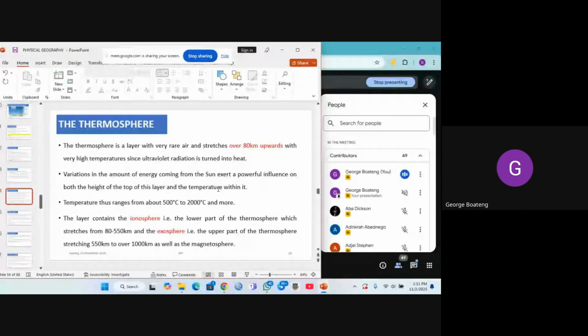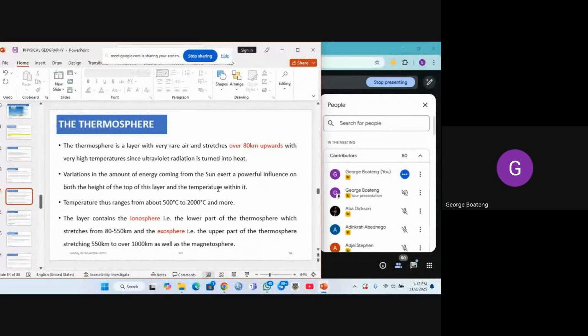Now, the thermosphere happens to be the last major layer of the atmosphere. It extends to about 80 kilometers upwards into the atmosphere. So it moves up and up and up for about 80 kilometers.